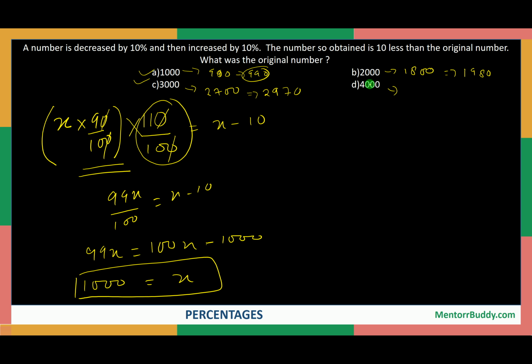Similarly, we can also calculate 4000. 10% of 4000 is 400. If we decrease it, it will become 3600. Then 10% of 3600 is 360. If we increase it, then it will become 3960. Right? So this way we are getting 10 less number, 20 less number, 30 less number. So this way also we can check quickly if any of the options is satisfying, then that is our correct option. So the second method is the easiest one, that is a shortcut trick.